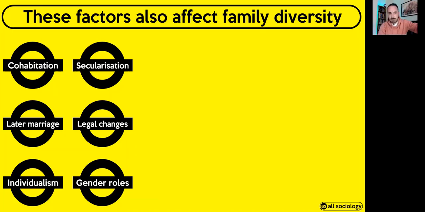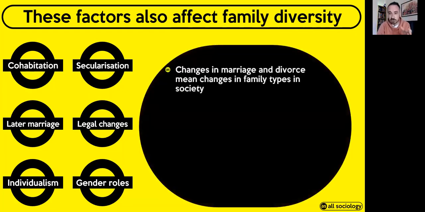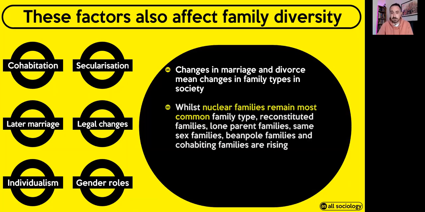So the rise in cohabitation, secularisation, less religious stigma, people getting married later in life, legal changes like the Same-Sex Marriage Act, the Divorce Reform Act, rising individualism, so having more choice of household types we can move into, and of course the changing gender roles as well. Now, when we talk about these as being changes in marriage and divorce, what we basically are talking about is, if we've got changes in marriage and divorce, we can have changes in different types of families in society.